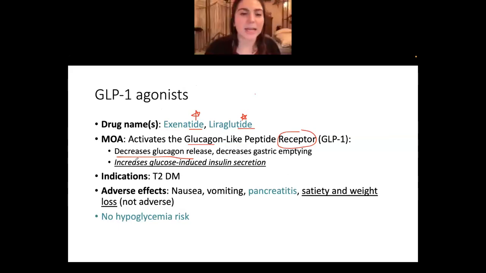Yes, okay, exactly. And that's what it's saying. It's increasing glucose-induced insulin release. So remember on the pancreatic bit, what glucose receptor? Sorry, I'm going to put you on blast again. Which glucose receptor is on the pancreatic beta islet cells?